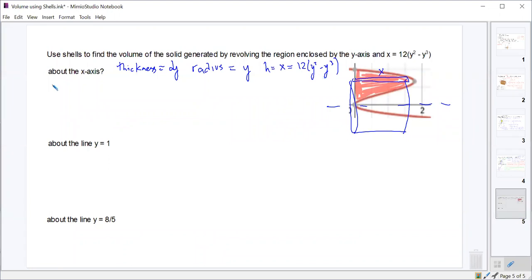And we should be able to just go in and integrate. And I'm going to pull this 12 out with the 2 pi's just to make it a 24 pi out in front. And we'll have y times y squared minus y cubed dy. And we're going to integrate from the lowest y value, which is 0, to the highest y value. What are the coordinates of that point? It's 0, comma, what?